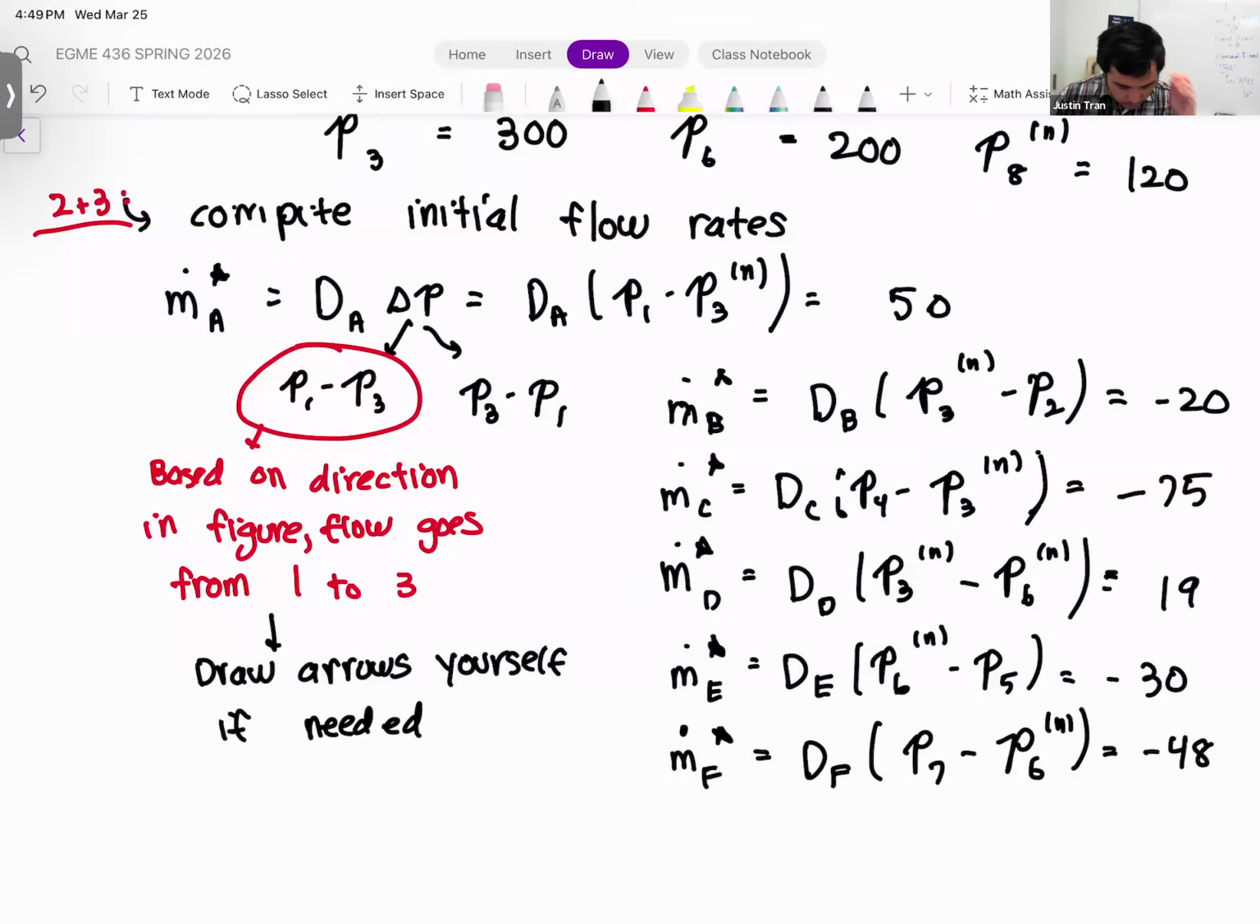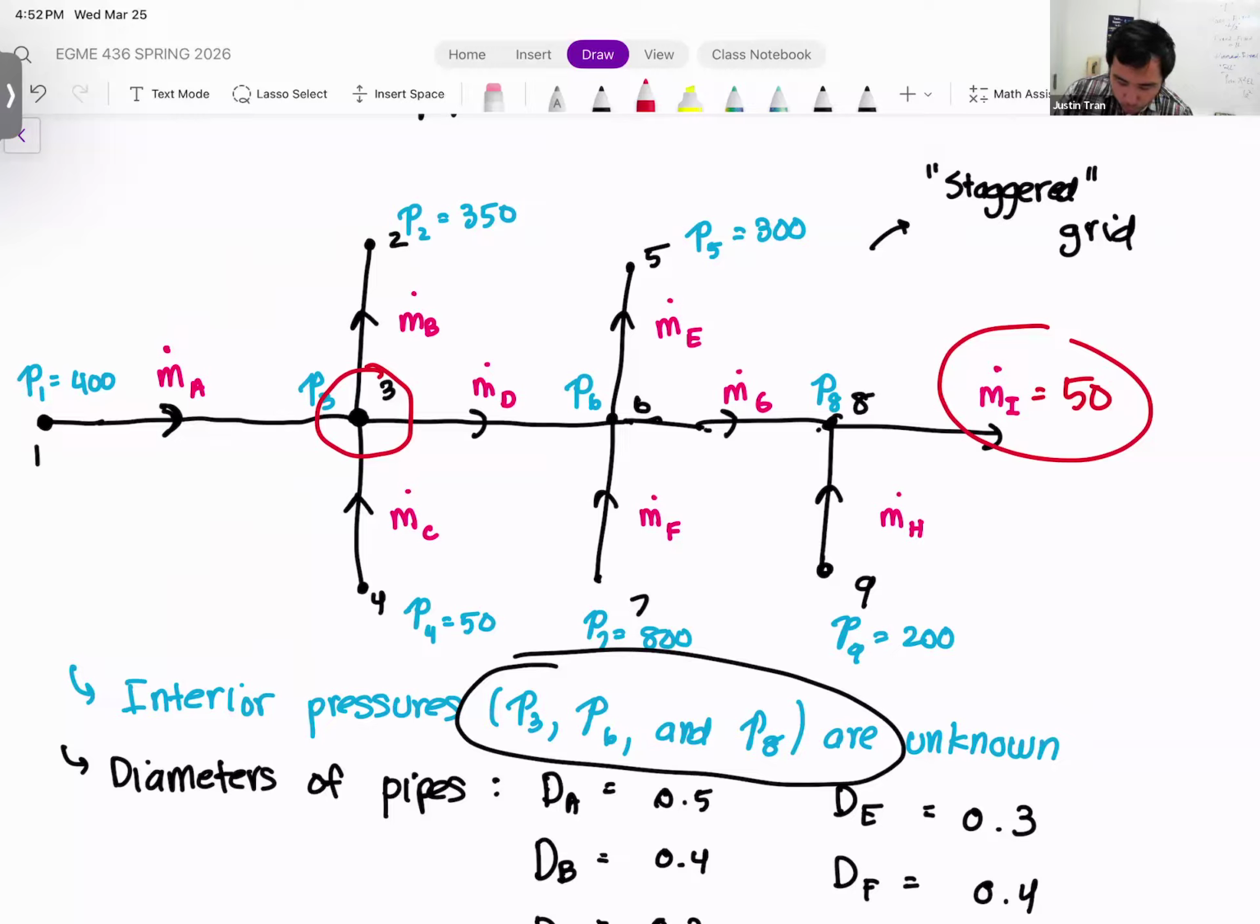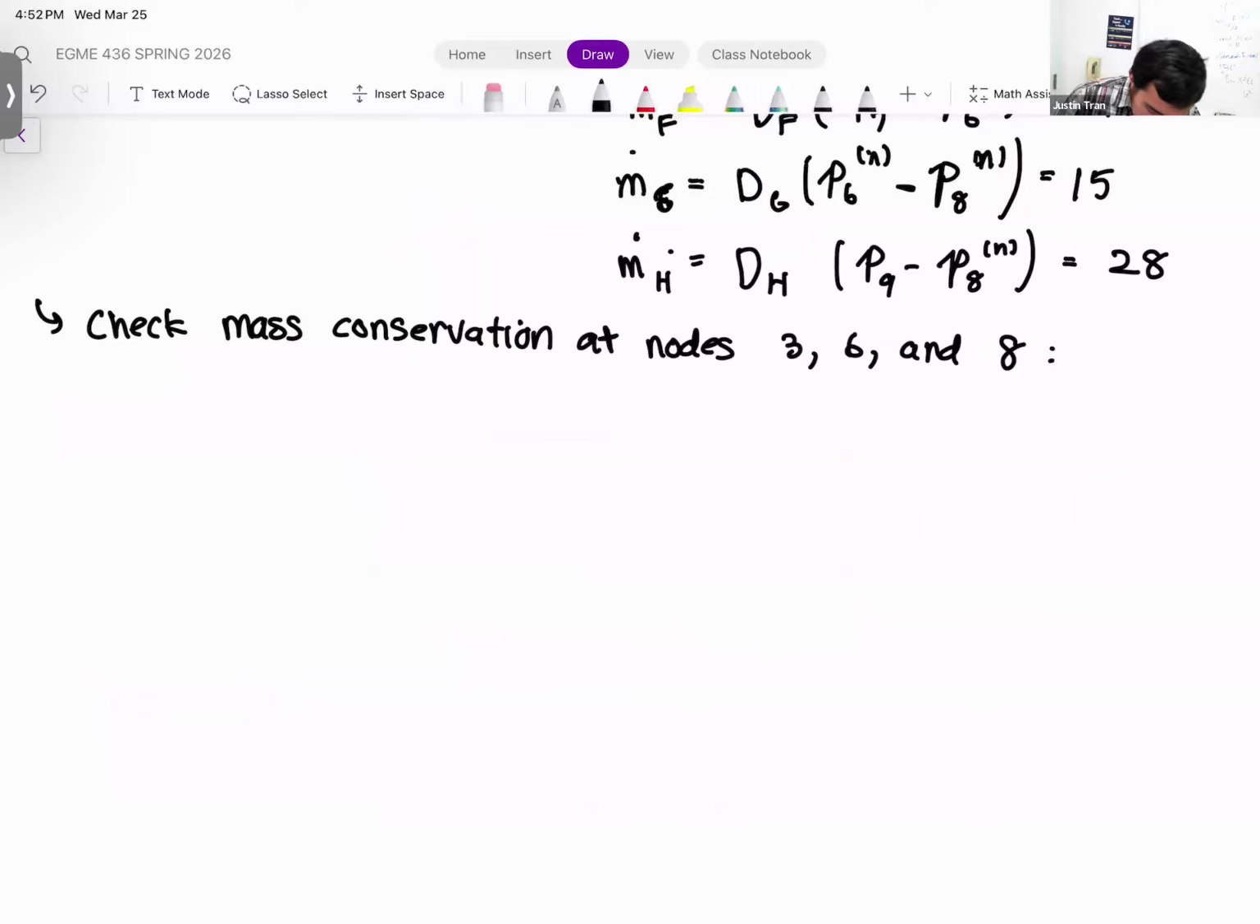So for node 3, right, we're basically going to sum up all of the mass flow rates coming in and all the mass flow rates going out. Okay, so for node 3 here, we can see that we have 4 contributions. We have mass flow rate A, mass flow rate B, C, and then D. Now, some of these mass flow rates, according to these arrows, are going into the node, and then some mass flow rates are leaving the node, just based on our arrows. Okay, so let's do node 3 first.